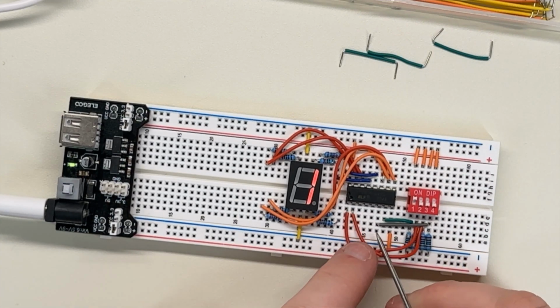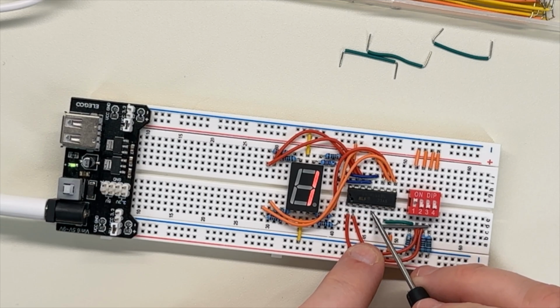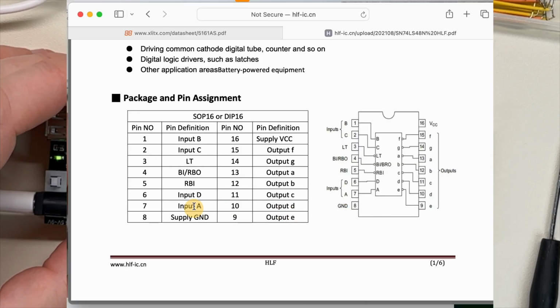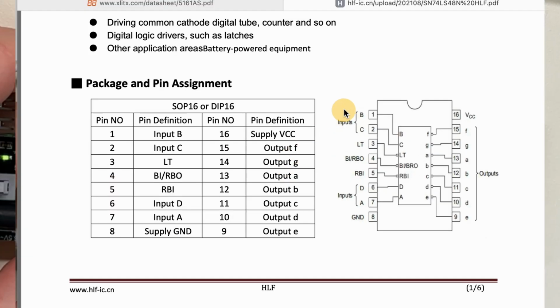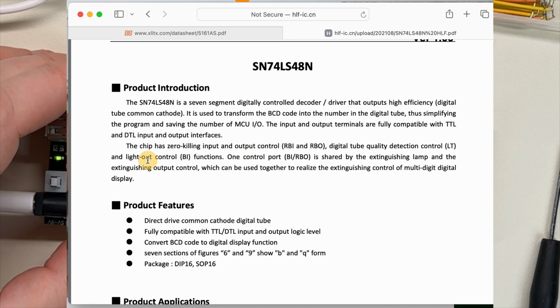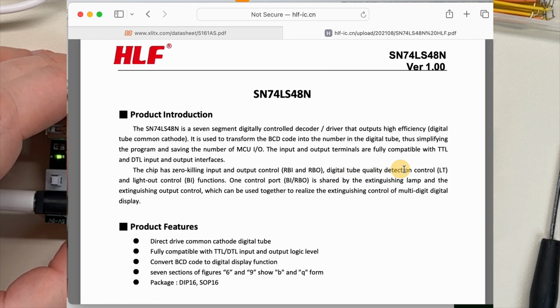I'm not sure what those other pins are that I didn't use. I didn't use pin 3, 4, or 5. So let's check on the datasheet and see what 3, 4, and 5 are for. Okay, pin 3, LT. I don't know what that means. Pin 4, BI, RBO. I don't know what that is either. 5, RBI. Okay, I have no idea what those are. Let's see if it says it anywhere. The chip has zero killing input and output control, RBI and RBO. I don't know what that means. One control port is shared by the extinguishing lamp and the extinguishing output control, which can be used together to realize the extinguishing control of multi-digit digital display. I don't know what that means. LT is digital tube quality detection control.